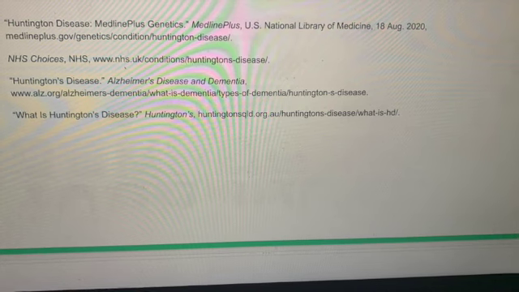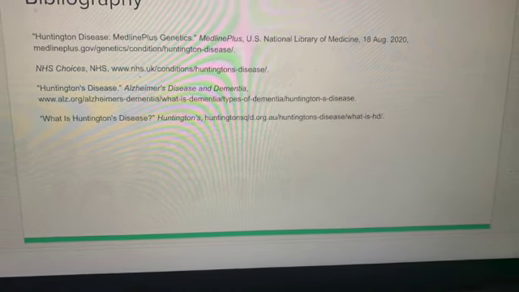chromosome. This is our bibliography of information where we found our information from.